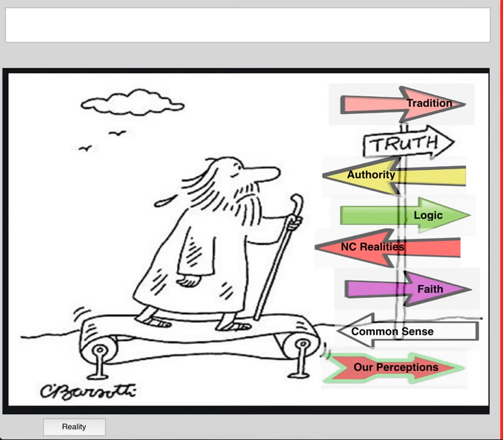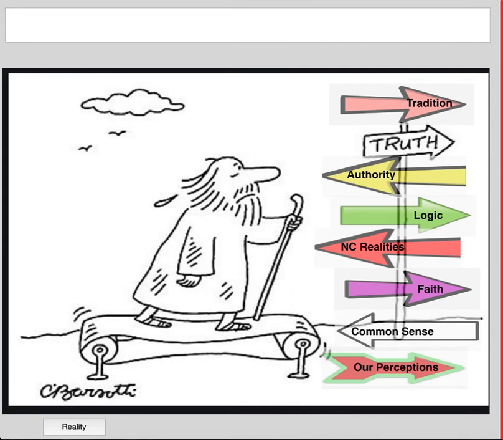Faith is certainly another way of knowing and understanding the truth. The problem with faith is there are so many faiths. Which one is the one that we should have faith in? It becomes difficult to choose, and we wind up down a rabbit hole.